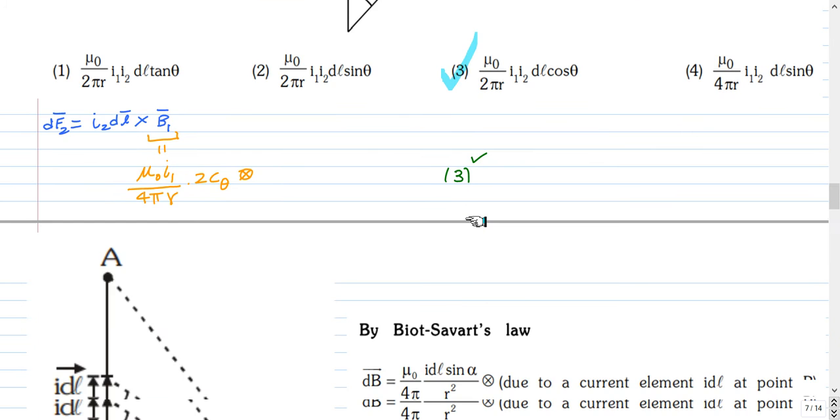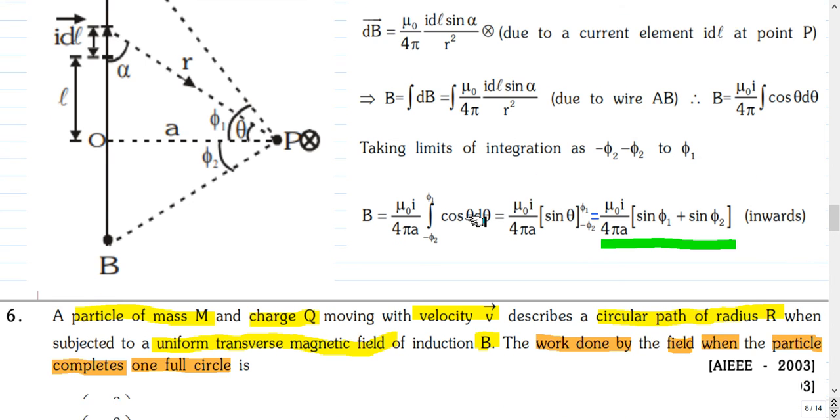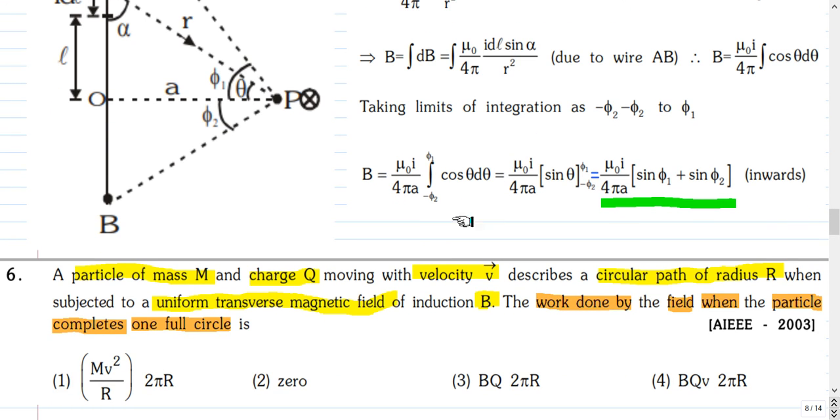Let's move to the next question. A particle of mass m and charge q moving with velocity v describes a circular path of radius r when subjected to a uniform transverse magnetic field of induction B. The work done by the field when the particle completes one full circle is. 4 options are given. You can pause and attempt this question.